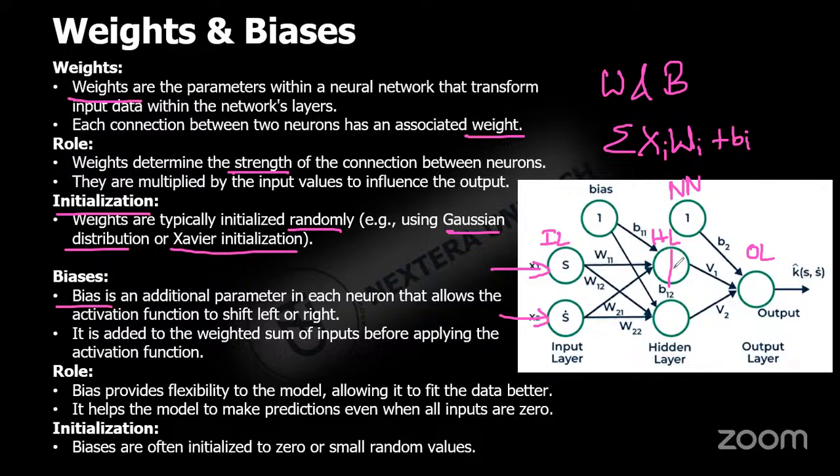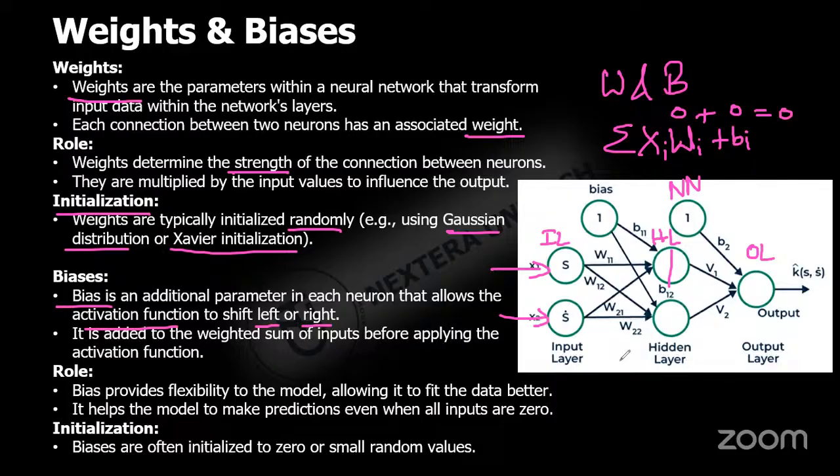If bias is also 0, what happens? If there is no information, if this is 0 and this is 0, obviously my output is also 0. So what kind of information are you passing here? Nothing, there is no information getting passed. Because of this, the bias parameter allows the activation function to shift either left or right. And how are they initialized? It uses the same concepts for initialization.